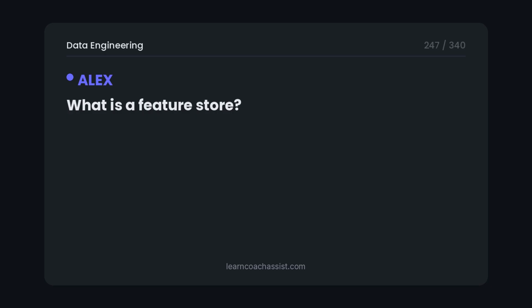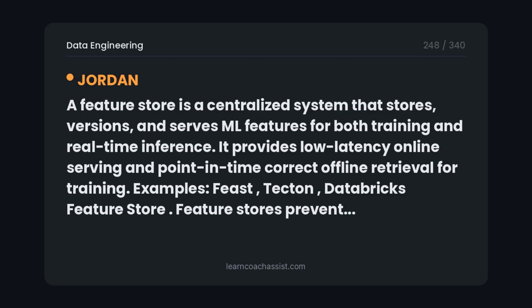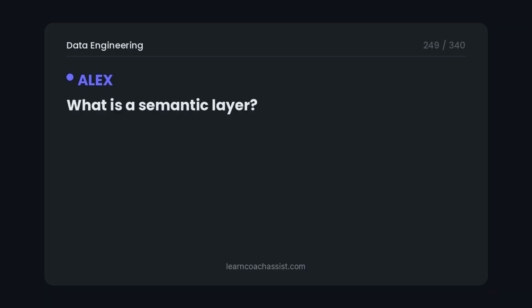What is a feature store? A feature store is a centralized system that stores, versions, and serves ML features for both training and real-time inference. It provides low-latency online serving and point-in-time correct offline retrieval for training. Examples: Feast, Tecton, Databricks Feature Store. Feature stores prevent training-serving skew. What is a semantic layer?